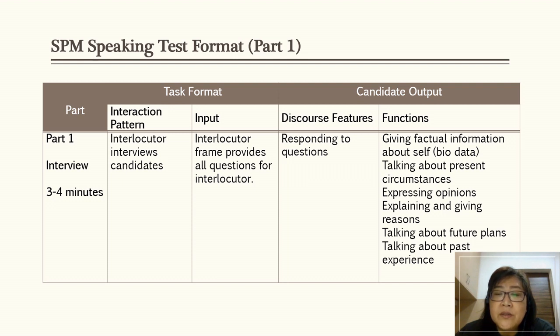Let's look at the functions. It is giving factual information about oneself, like information about you. Maybe you'll be talking about present circumstances. You'll be expressing opinions, explaining and giving reasons, talking about future plans, and talking about past experience.